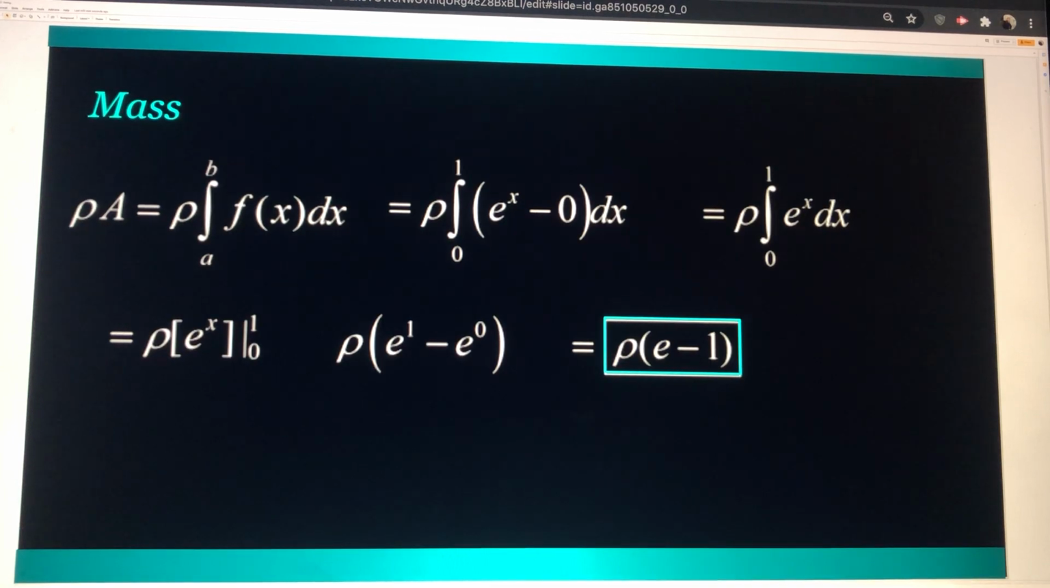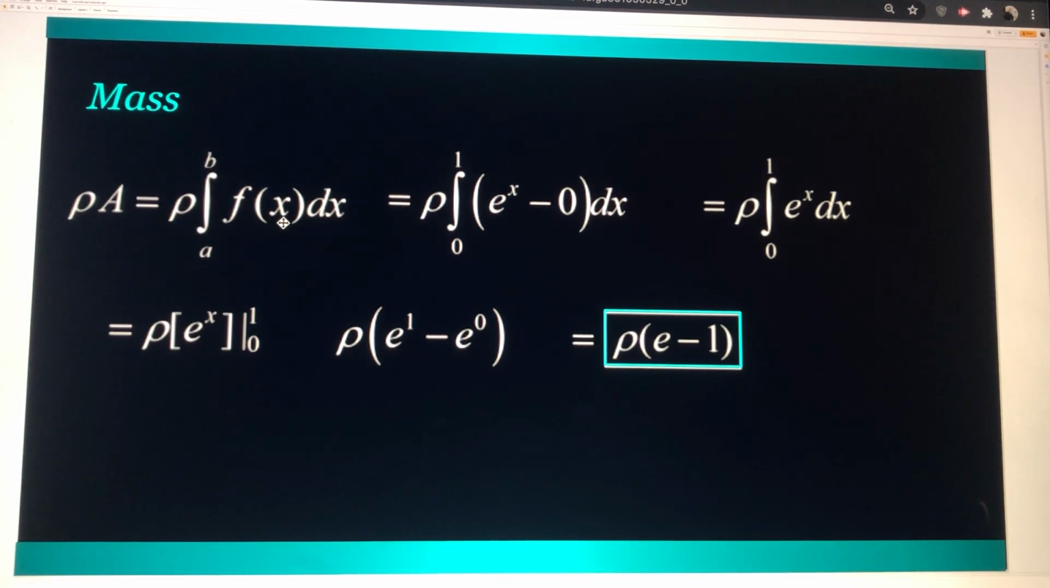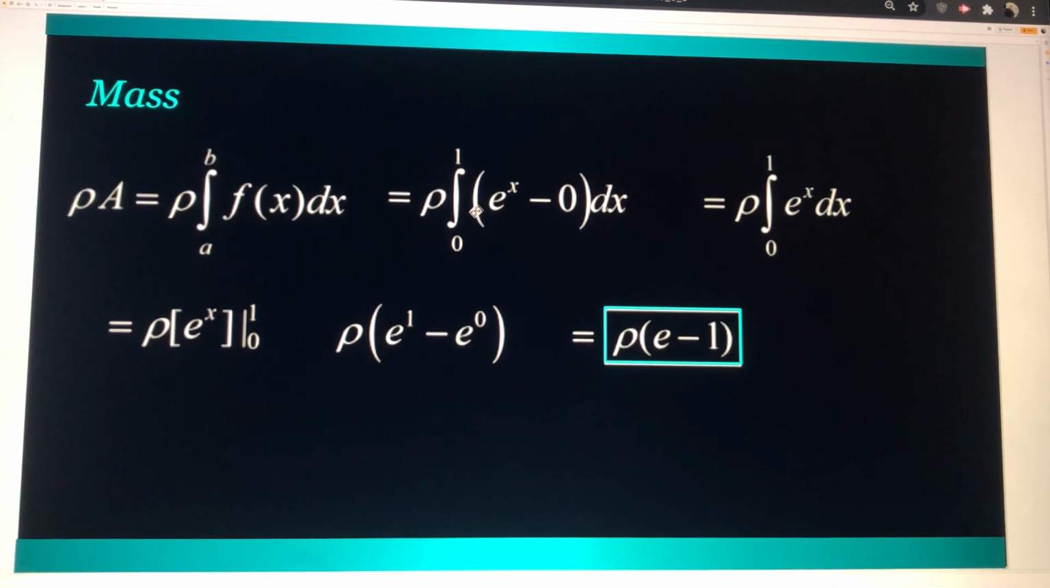And now for the mass, it's a very, very simple integral, actually. One of the easiest right here. And we do this, and then it's going to equal rho times e minus 1.